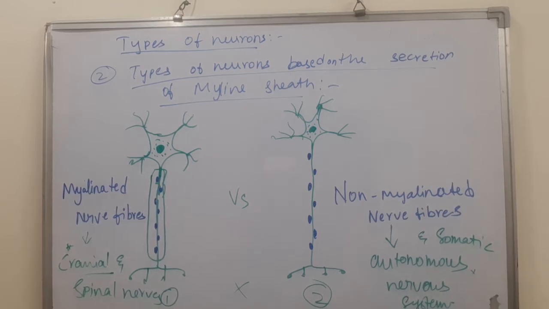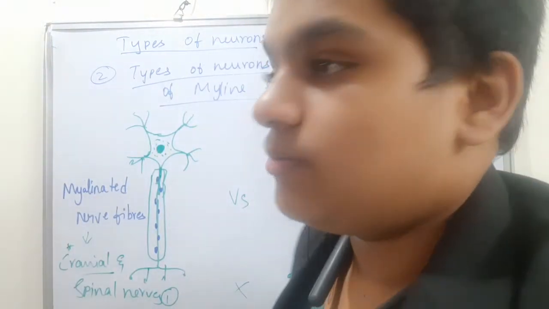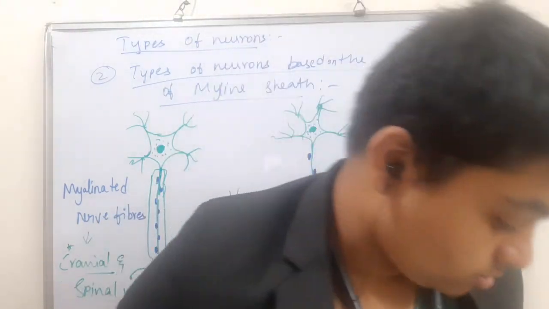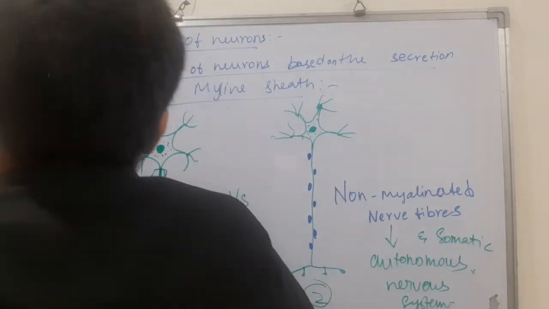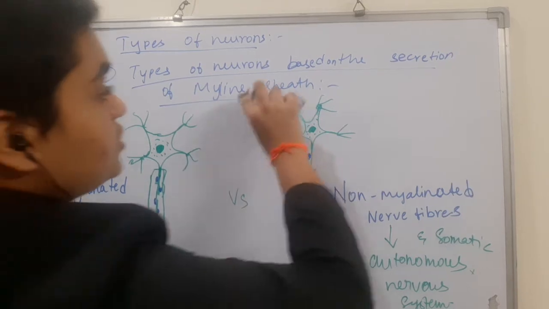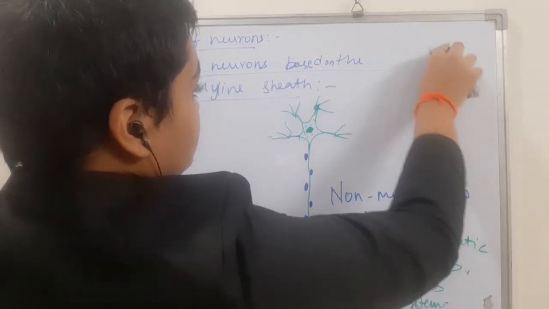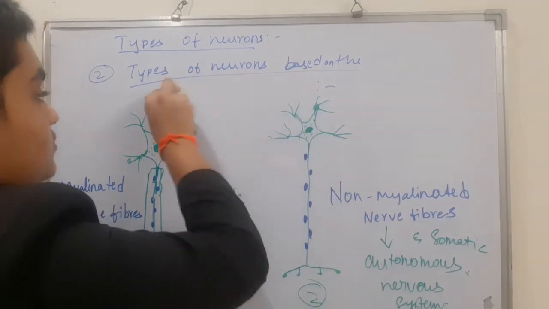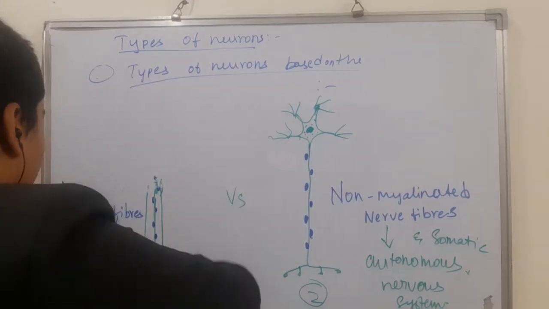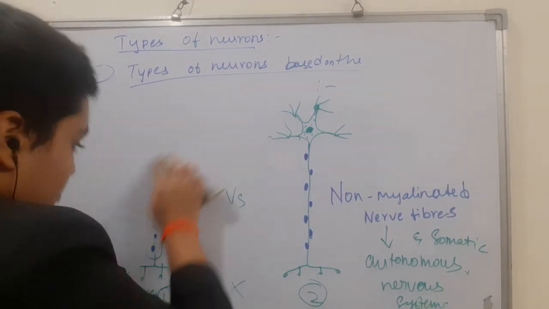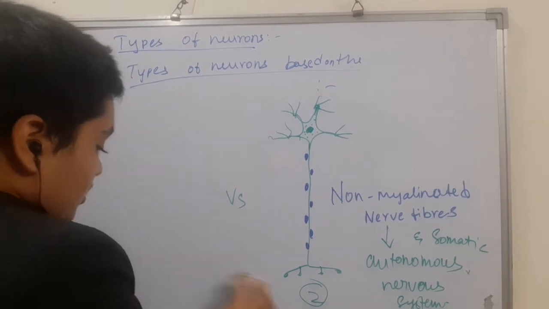If you made a note, pause the video, make a note, and then we will be moving on to the second type of classification, in which we will be talking about the types of neurons based on the number of axons and dendrites. Okay, there we will be moving on. Hope you have made a note of the types of neurons. Now this is an important classification which we will be seeing, based on the number of axons and dendrites.